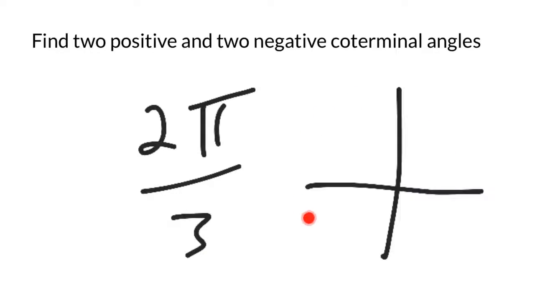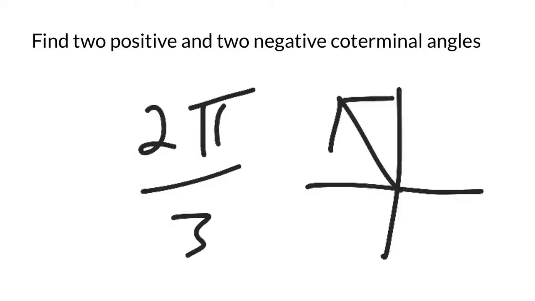2 pi is a full 360. So this right here is pi over 2, half pi. This right here is pi, 3 pi over 2, 4 pi over 2, 2 pi in other words. So that would be 360 degrees. So 2 pi over 3 is a little bit bigger than 1/2 pi. It's somewhere over here. That's just a visual representation.